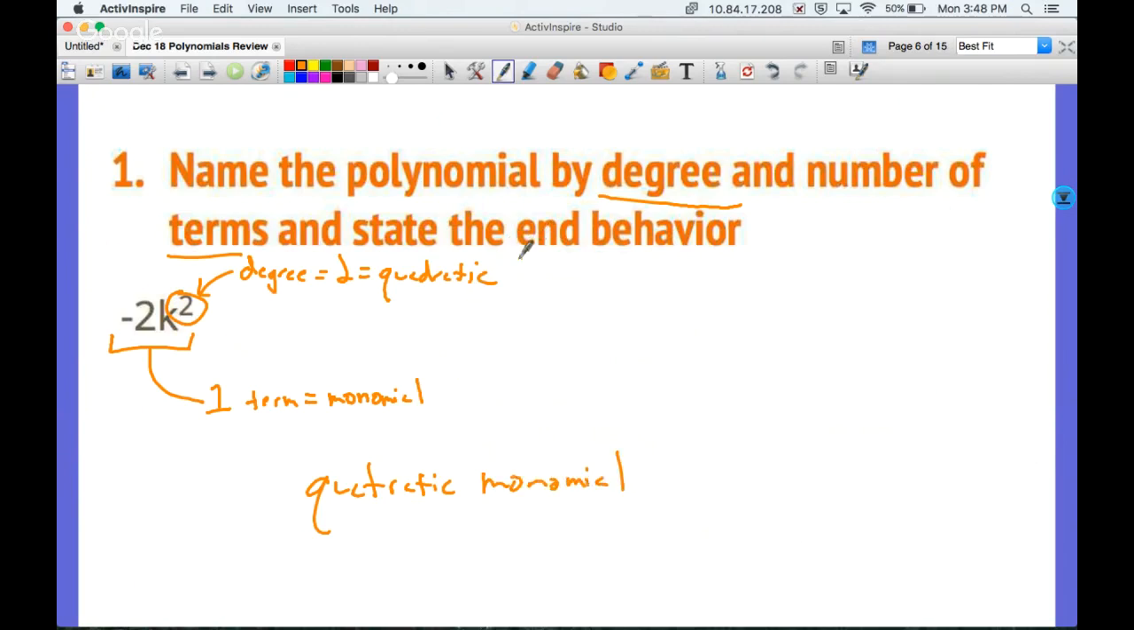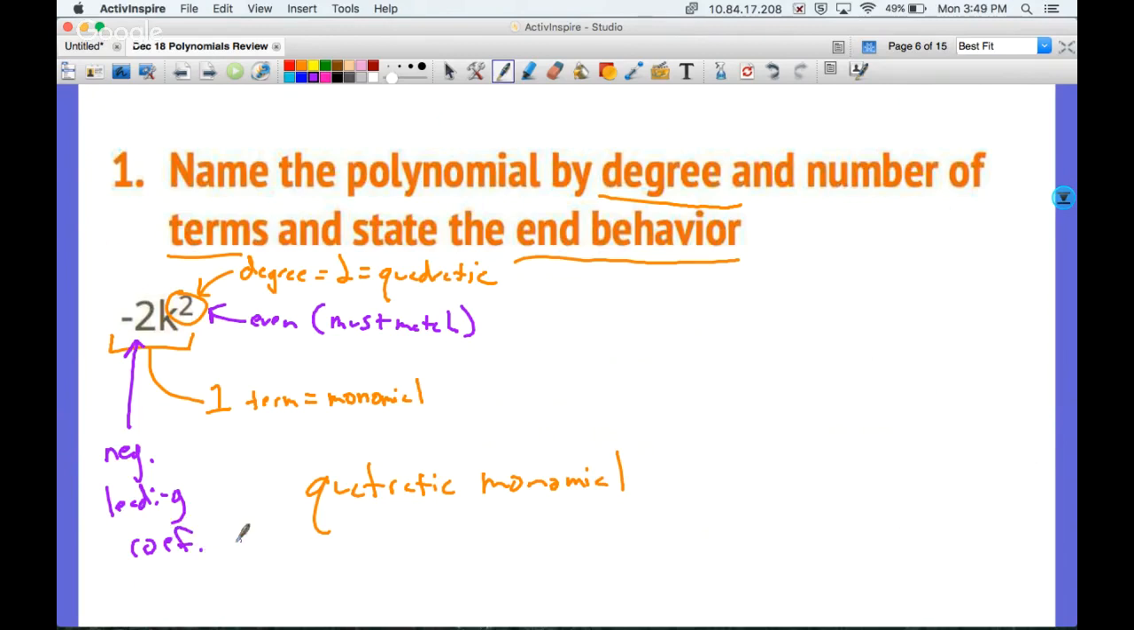All right, to figure out the end behavior, we need to look at the degree again, but specifically, is it even or is it odd? This one, we have an even degree. This tells us that the end behaviors must match. All right, then we look at our leading coefficient. This is a negative leading coefficient. That tells us that it finishes down.